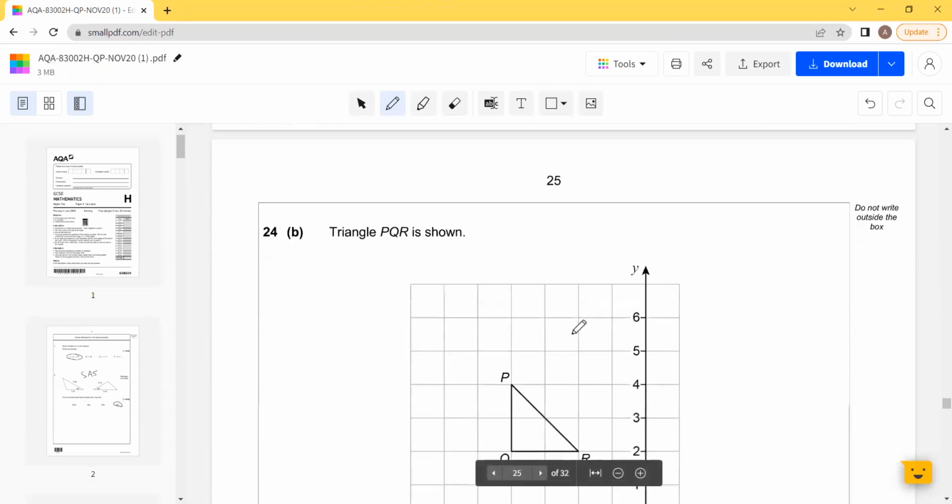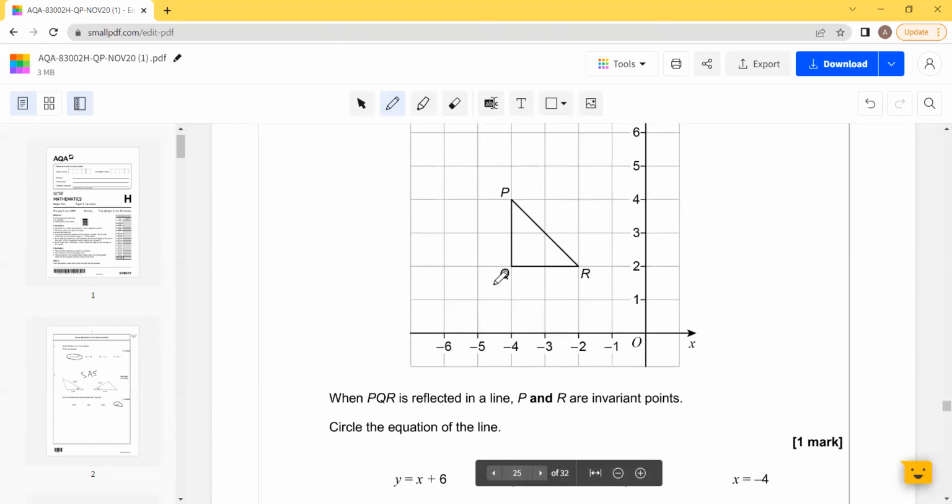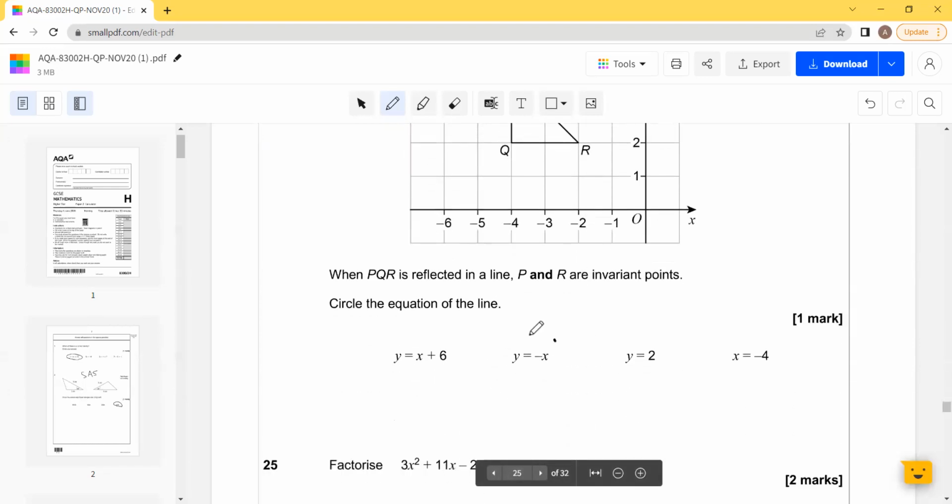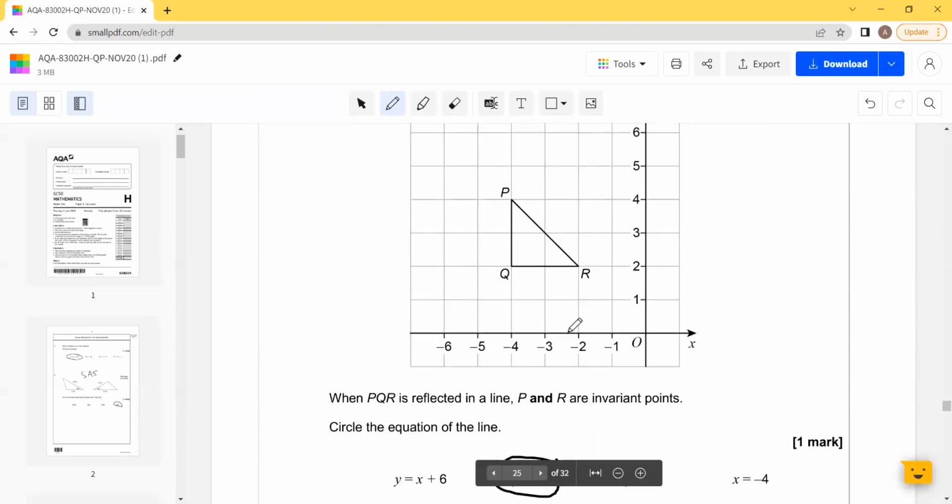Triangle PQR is shown. When PQR is reflected in a line, P and R are invariant points. Circle the equation of the line. So the only time where it could be invariant is where you just reflected it in y equals minus x.